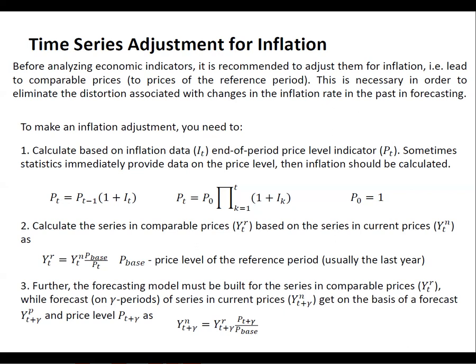And then the forecasting model must be built for the indicator in comparable prices, YT real. When you have built a forecast for gamma period, in order to get an indicator in current prices, you must multiply the forecast of the real indicator and the forecast of the price level. Here the reverse formula applies. In the first formula, the real indicator was calculated through the nominal one, and when forecasting, the inverse formula is used, where the nominal indicator is expressed through the real one.